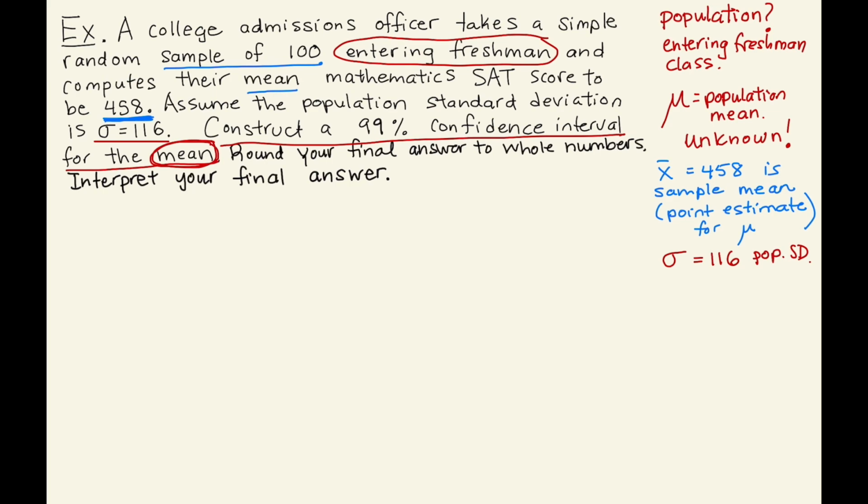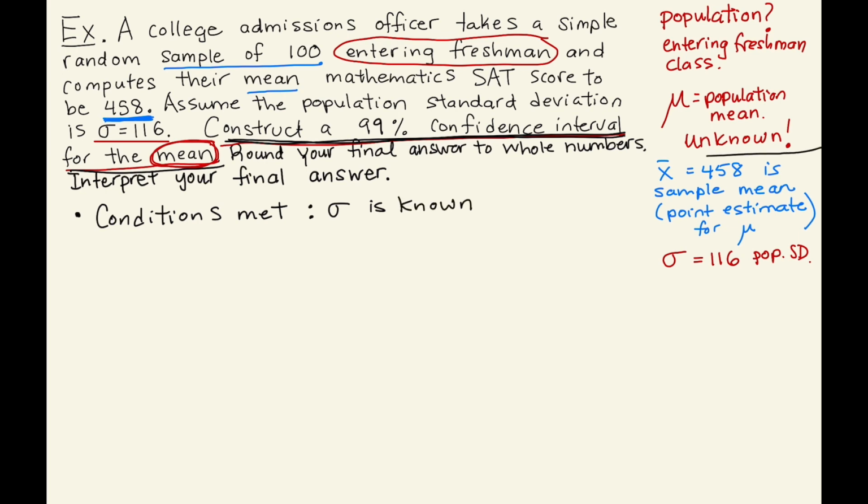The very first thing that I'm going to do is make sure the conditions are satisfied so that I can use the confidence interval methods from our text. The first thing I notice is that sigma is known. So the population standard deviation is known, even though we do not know the population mean. This is a rare case. Usually, if you don't know the population mean, you don't know the population standard deviation. But in this case, we do.